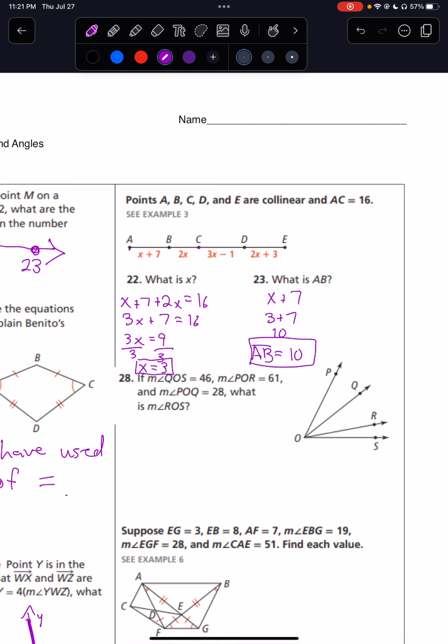Perfect. Number 28. We've got some angles to write in here as well. If the measure of angle QOS equals 46, so QOS is kind of two angles on this diagram if you look at it, and the measure of angle POQ equals 28, we can write that one in right now because that's something that we know for sure. What is the measure of angle ROS? All right, oh, and I forgot, the measure of POR equals 61.